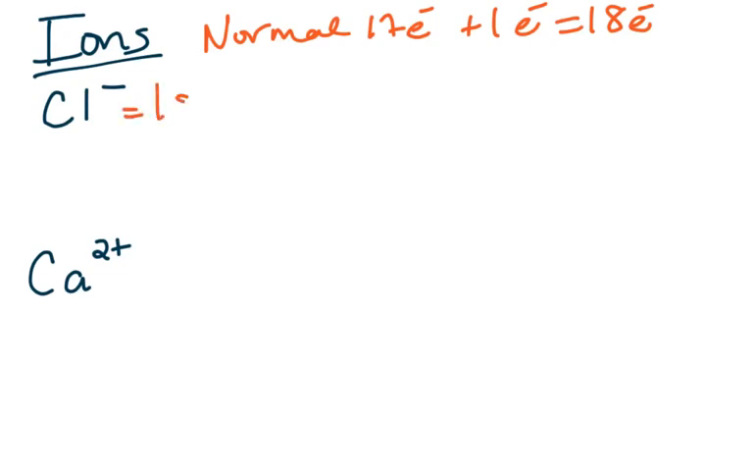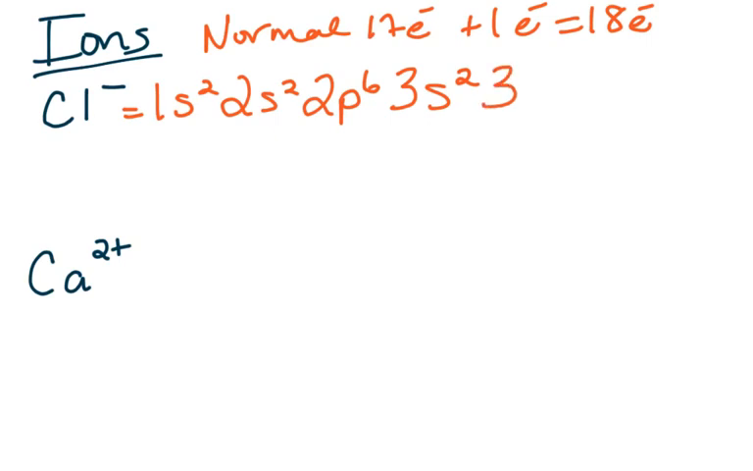So we start with 1s2, 2s2, 2p6, and that gives me 10. So then I go 3s2, so that's 12, and then I go 3p6, and that's the 18 to give us Cl-. With Ca2+, Ca normally has 20 electrons, and it's obviously lost 2 electrons. So again, we're just doing 18 electrons.